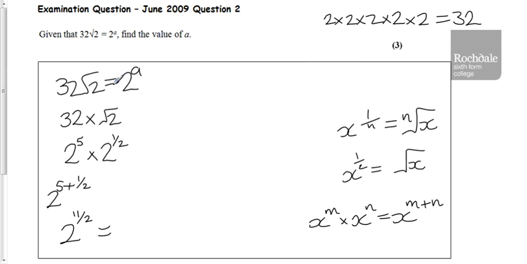Let's bring in now the right-hand side of the equation, 2 to the power a. So looking at this equation, if these two numbers really are equal, then the powers must be the same because the bases are the same. So find the value of a. We've done it. a is 11 over 2.